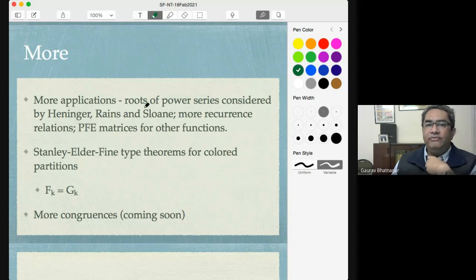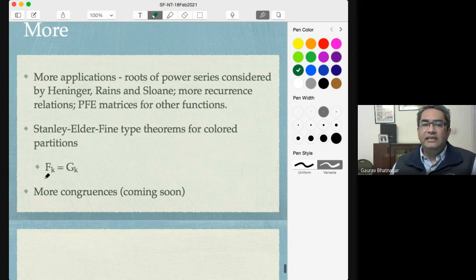So we have considered powers of power series. We also can consider roots of power series, in which case we get some results which are similar to Henninger, Reines, and Sloan. Some more recurrence relations, PFE matrices, and so on.